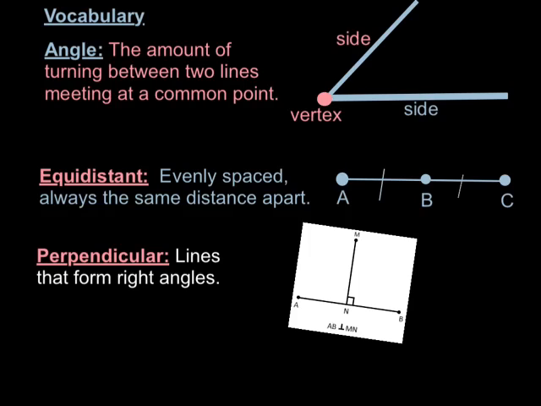Perpendicular lines. These are lines that form right angles. As you can see in the picture, these angles ANM and BMN would be congruent. They're also 90-degree angles, and you can see from the picture here that it says AB, which is this line, is perpendicular to MN, which is this line here.